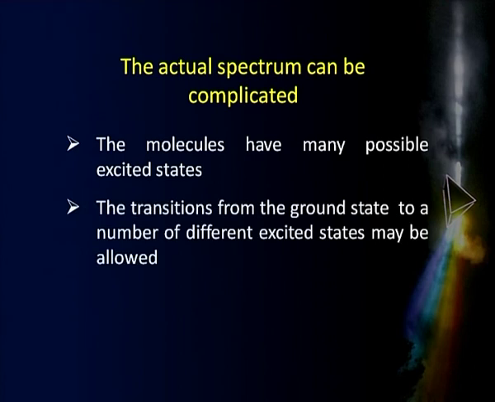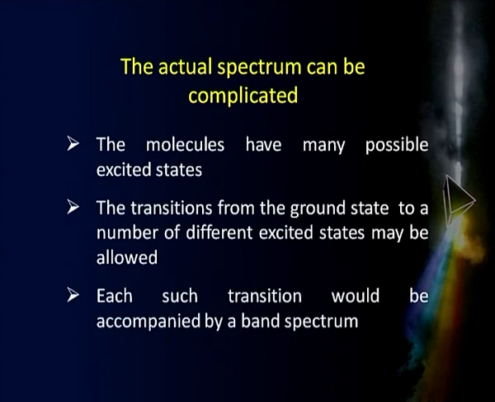Secondly, transitions from the ground state to a number of different states will be allowed. We know there are certain rules we talked about earlier, and as a consequence each sub transition will be accompanied by a band spectrum, and it will become a little difficult to analyze such kinds of spectra.